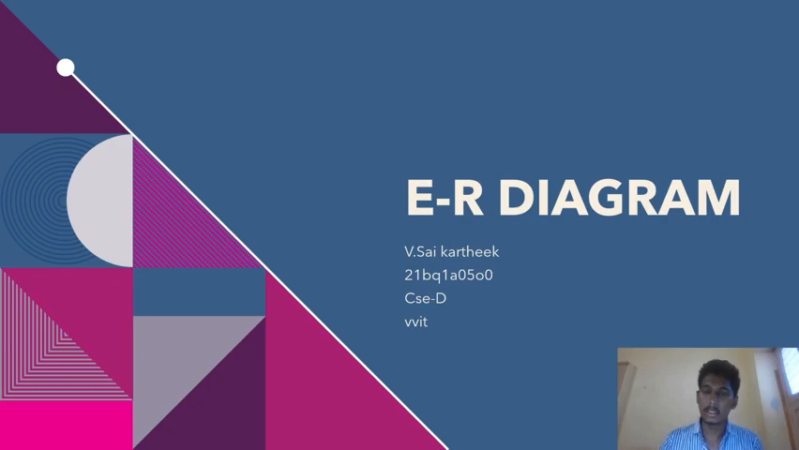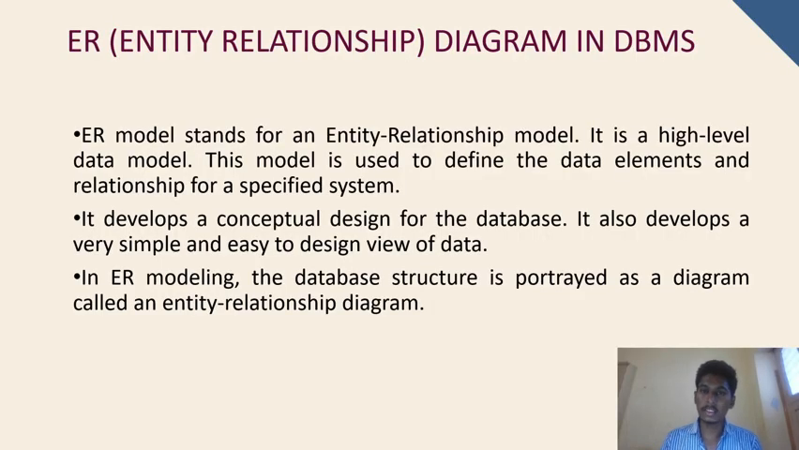Let us discuss ER diagrams, how we represent them, and what they actually are. ER is a short form for entity relationship. It is a high-level data model language. This model is used to define the data elements such as attributes, entities, and their relationships among different entities, etc. It also develops a simple design view of the data. In ER modeling, the database structure is portrayed as diagrams called ER diagrams.